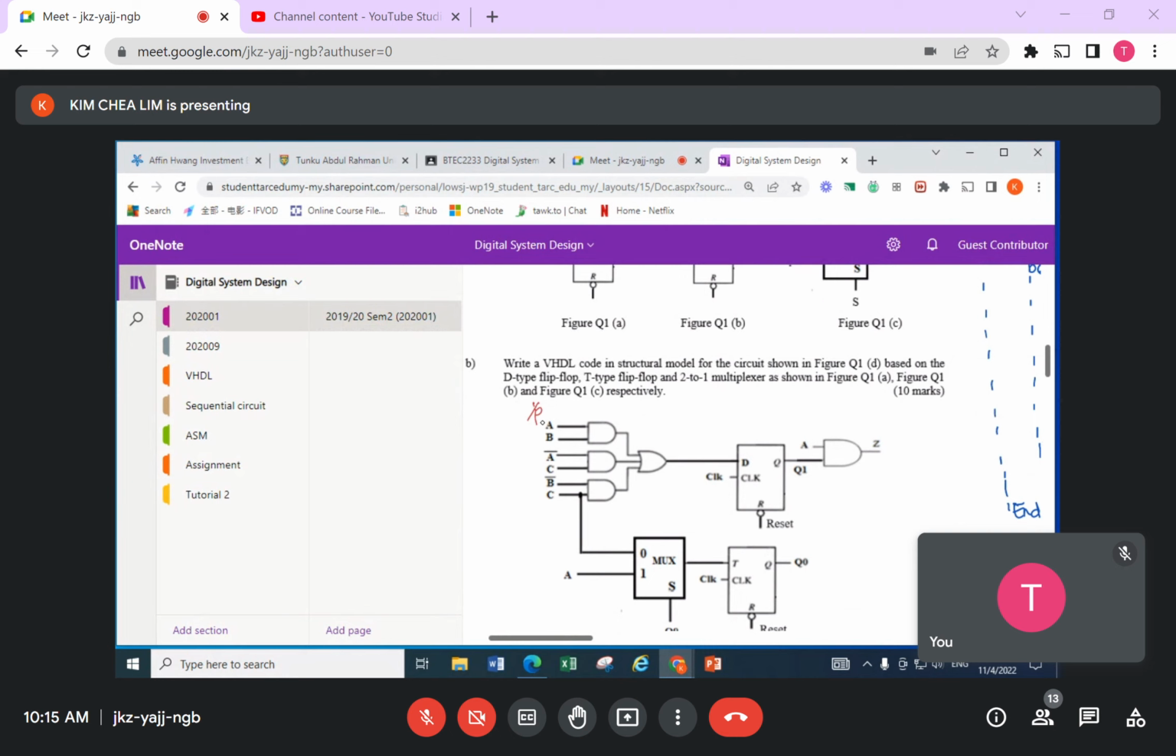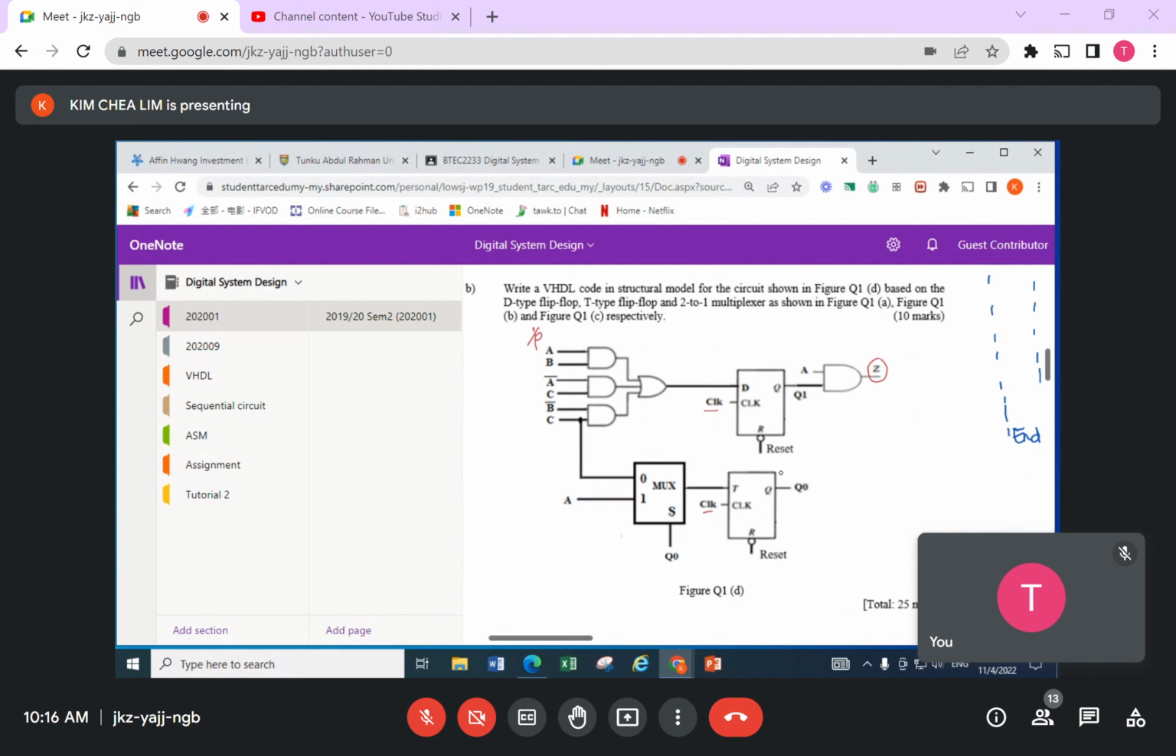External input, and external output. So this part here is my external input, of course. Clock is another external input, plus your reset. So these are input, output, Q1, my Q0 feedback here. Q0 is the one that is connected to the selector of these multiplexers here.